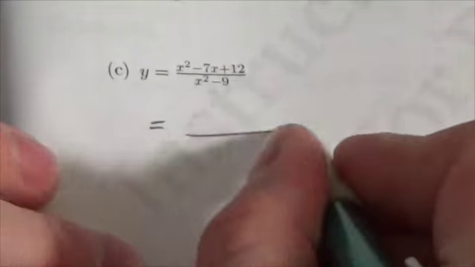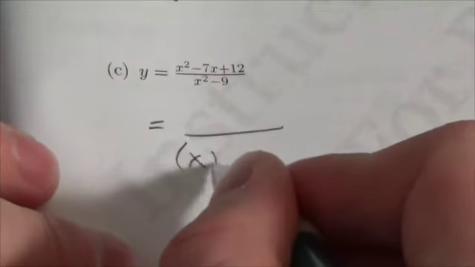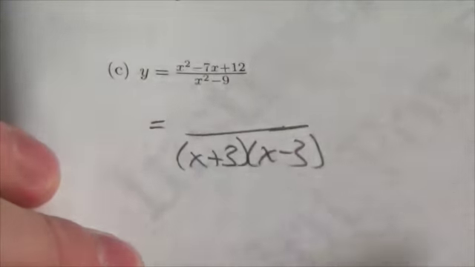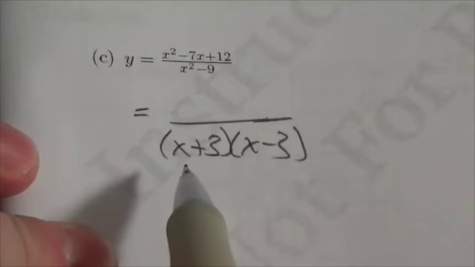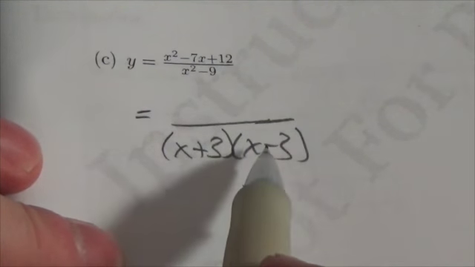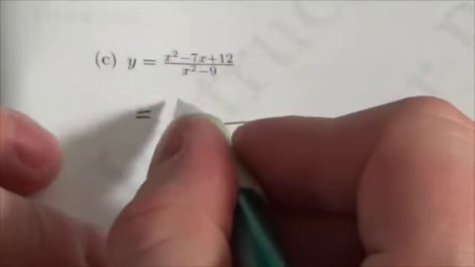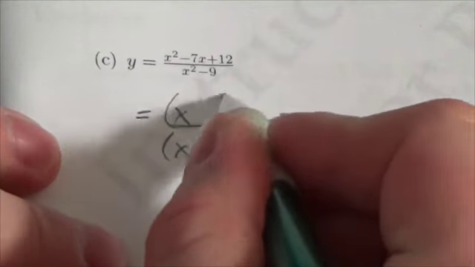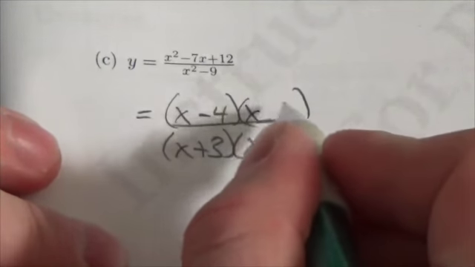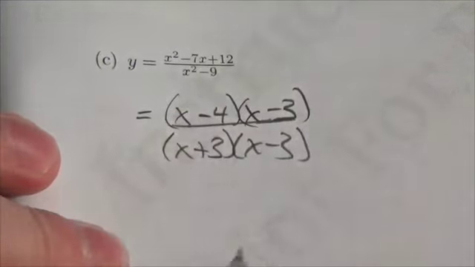So my denominator is very easy. This will be x plus 3, x minus 3, because that's the difference of squares. I can see that right away, which suggests to me that I could have two vertical asymptotes at -3 and +3. But I don't quite know that yet. I don't know that until I factor the numerator. And in the numerator, I'm going to have, what is that? That's going to be here, x minus 4, x minus 3.